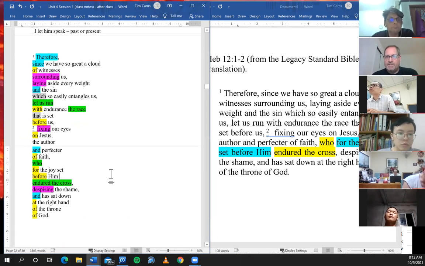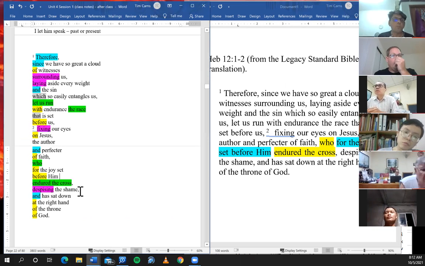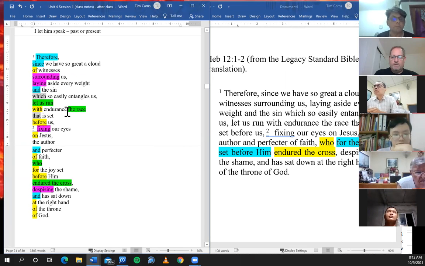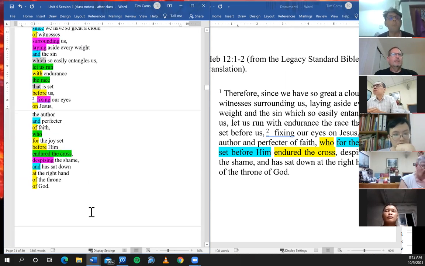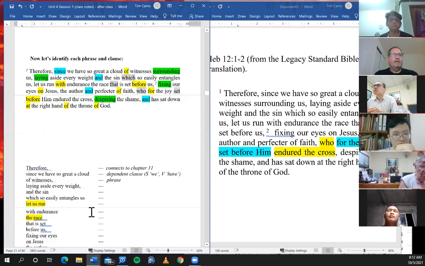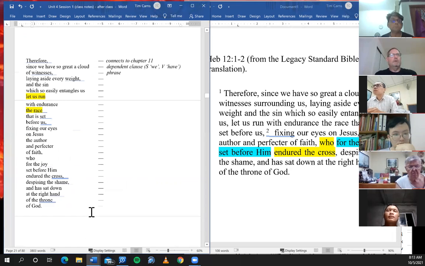We've broken down the passage now into the phrases and clauses by identifying the connector words. That's all I've done. I haven't done anything else. I just simply broke them up into their phrases and clauses. Now, the next part of the second step is to identify whether I have a phrase or a clause. So now let's identify each phrase and clause.